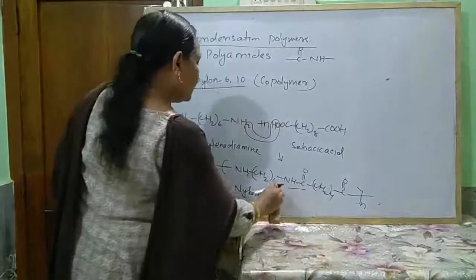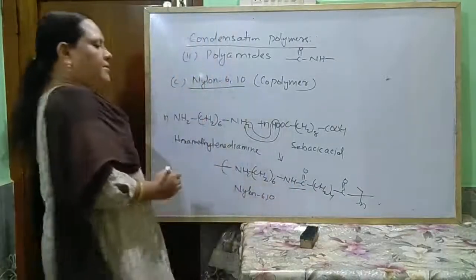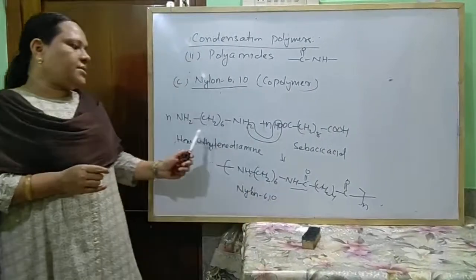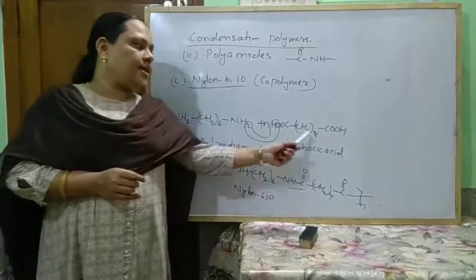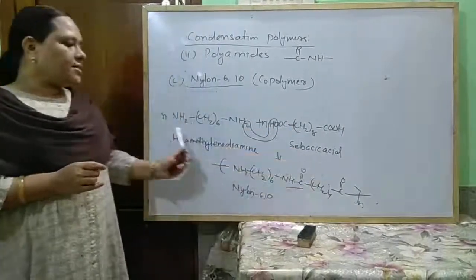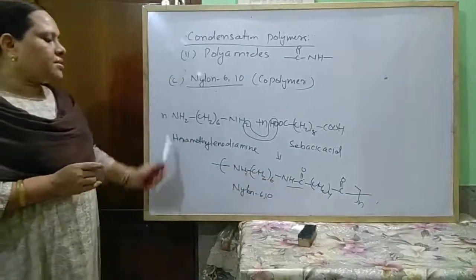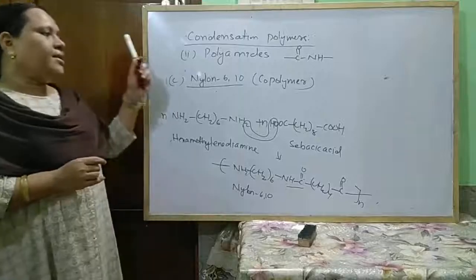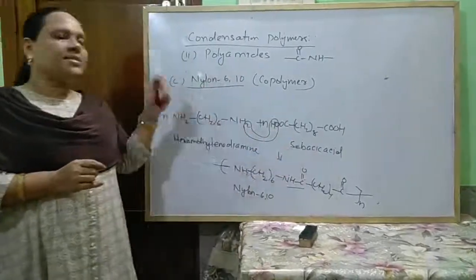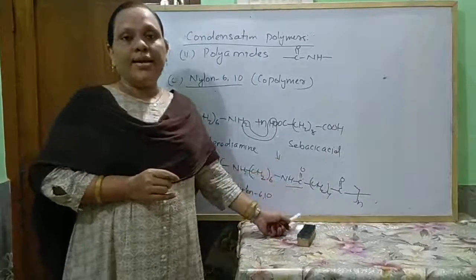Sebacic acid, this is nylon 6,10. Okay, so why is this called 6,10? Because it contains 6 and 10 carbon atoms. So as it consists of 6 and 10 carbon atoms, that's why this is called nylon 6,10. And all these nylons, whether nylon 6, nylon 6,6 or nylon 6,10, all have an amide linkage.